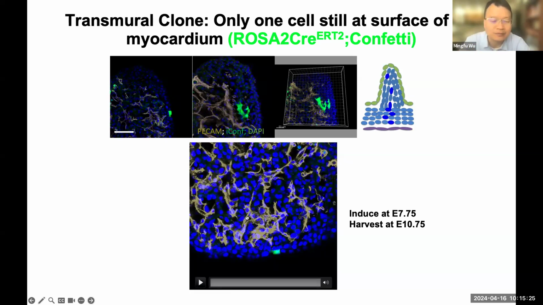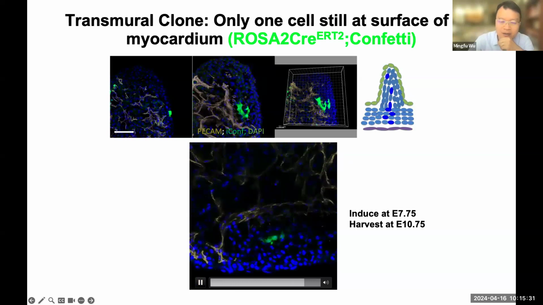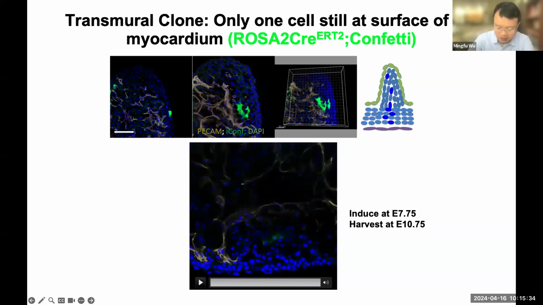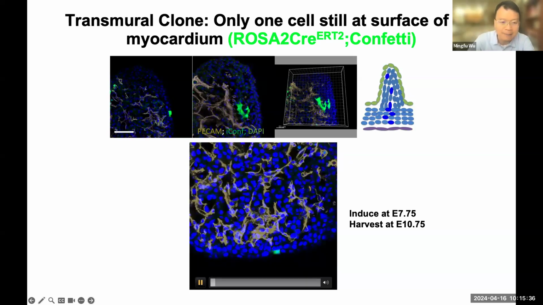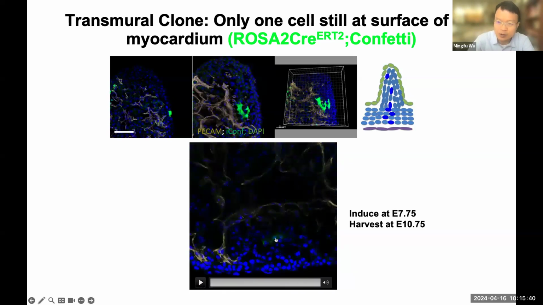And here's an example. In this clone, you can see some cells at the surface of the myocardium and some cells, let's play it again, some cells in the inner compact zone and some cells in the trabecular zone, right? So this scheme shows the distribution of the daughter cells. That is, 1 or 2 cells still at the surface of the myocardium, multiple cells in the inner compact zone, and multiple cells in the trabecular zone.